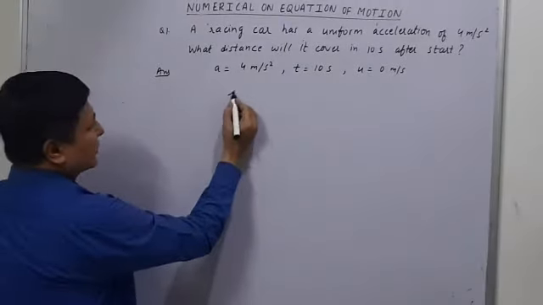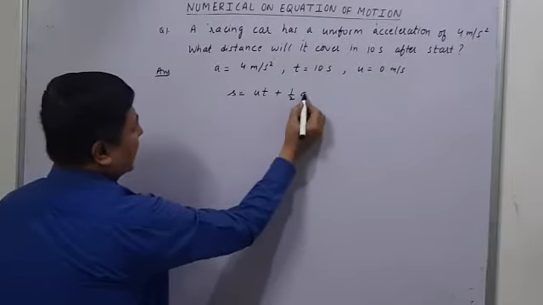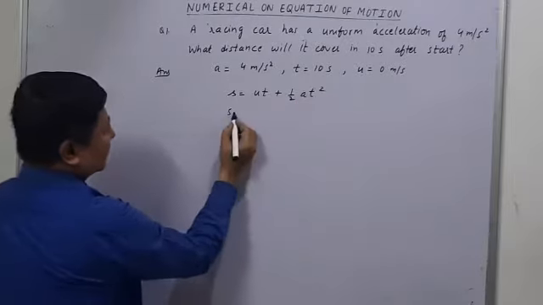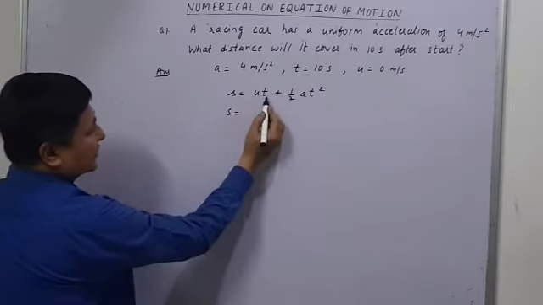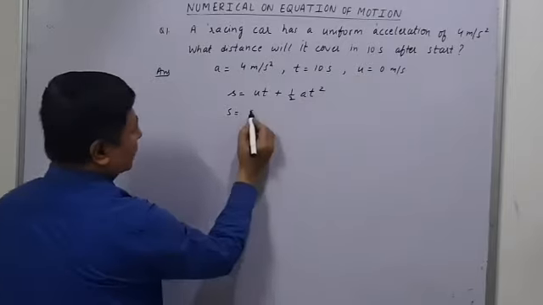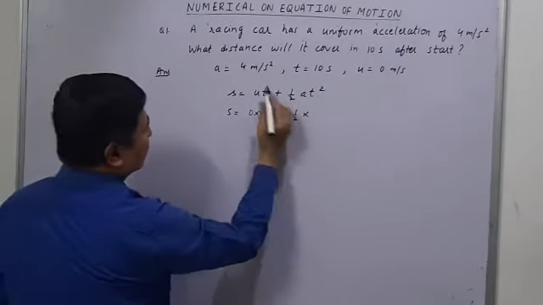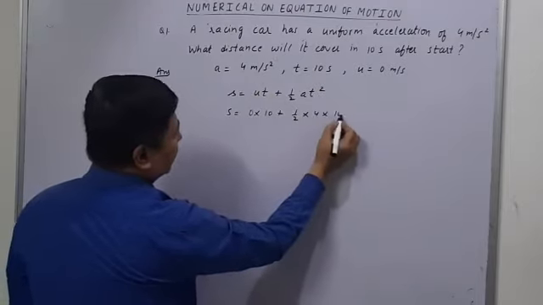We'll use the second equation of motion. S is equals to ut plus half at square. So S is the distance, u is initial velocity, t is time, a is acceleration. So u is given, that is 0 into t, t is 10, plus half into a, 4 into 10 into 10.